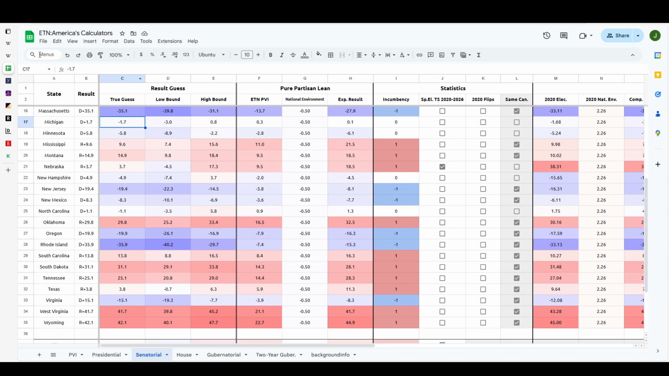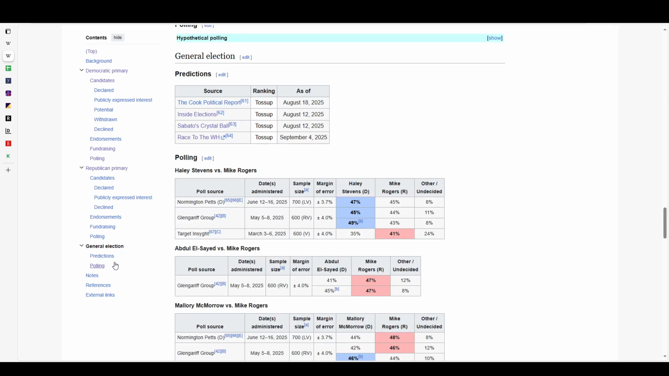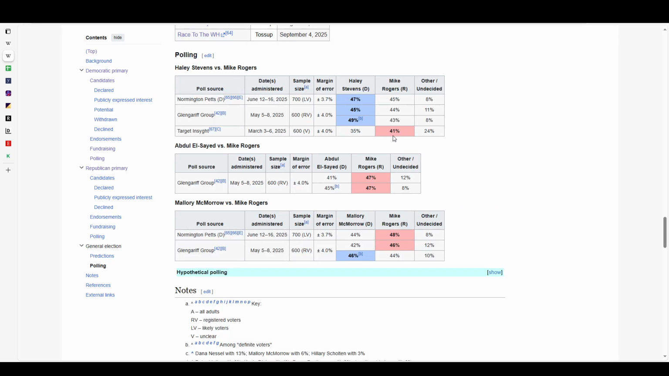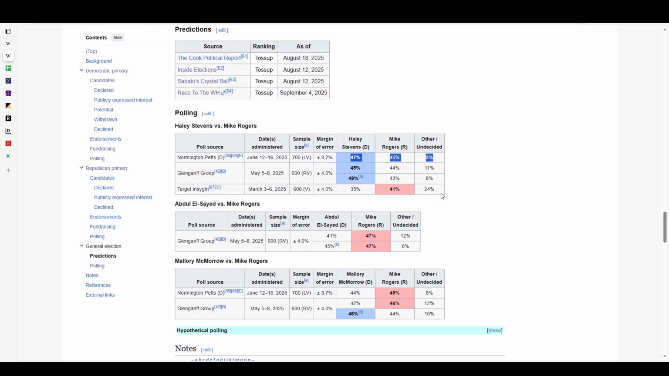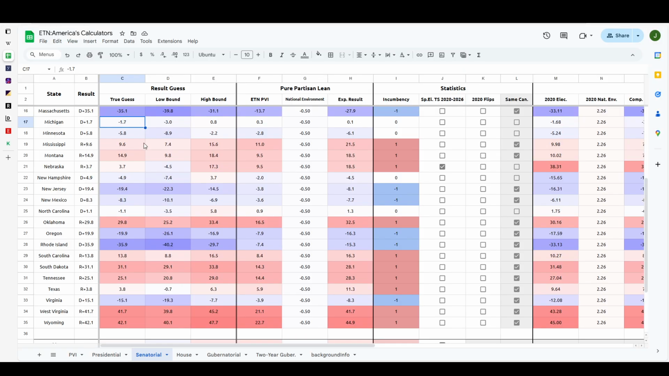But in the end, they do end up having some relatively strong candidates. They have Mallory McMorrow, they have Haley Stevens, and they have Abdul El-Sayed. So those are going to be the main candidates to be watching. Haley Stevens was beating Rogers, but Rogers was beating El-Sayed as well as McMorrow in the more recent polls. So as of right now, it appears that Haley Stevens is going to be the best candidate, but there are a lot of undecideds that will definitely end up making or breaking the race, considering how close the margins are, as well as the margin of error. Obviously, they're all within the margin of error.